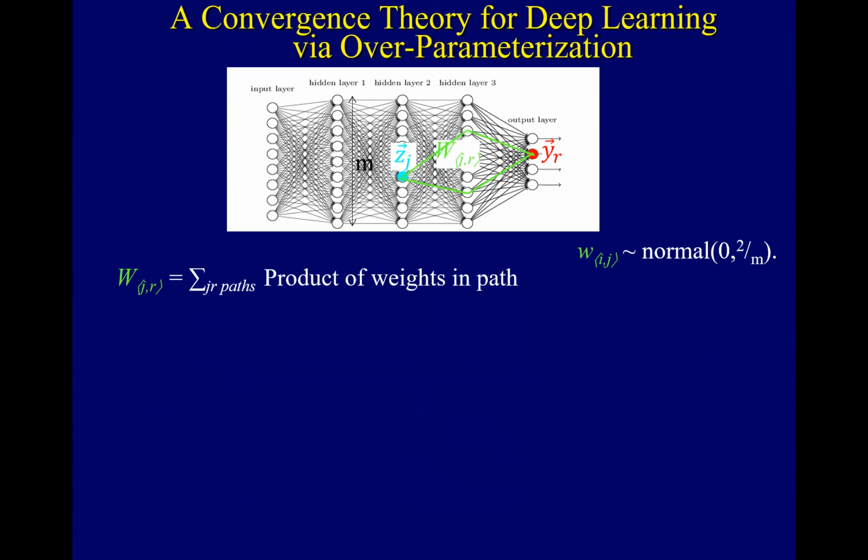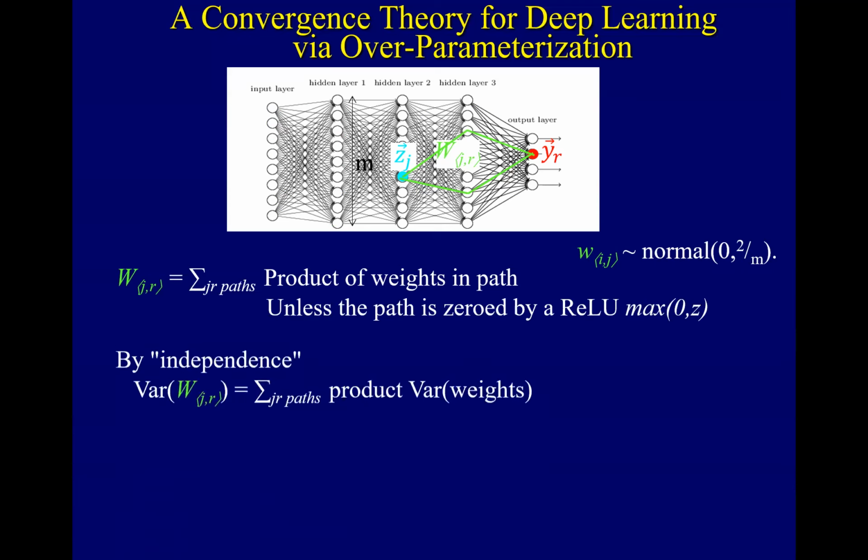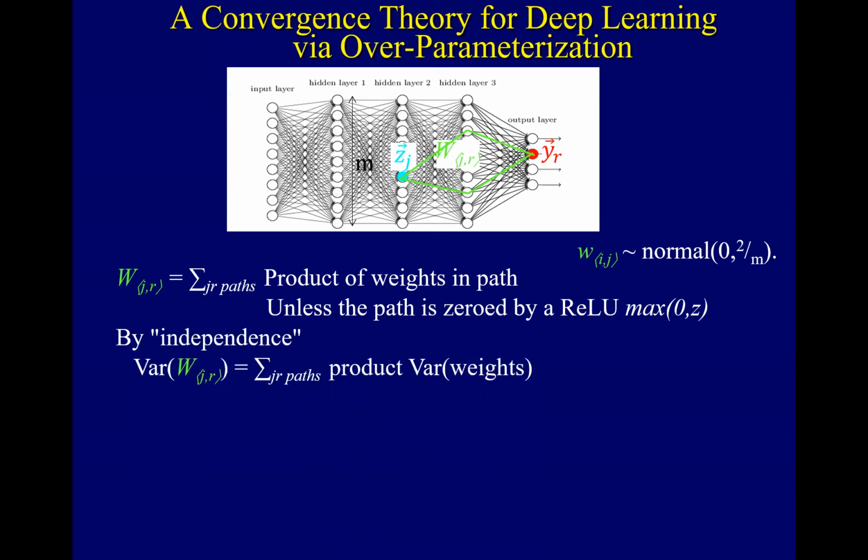When I said I was going to do that last proof 3 times, this is a third way of thinking about it. So what is this super weight? Well, it's the sum over all paths from here to here of the product of the weights along the path, assuming that none of the rectilinears kill it. If any rectilinear along the way zeroes it, then it's gone. But assuming it doesn't die, it's going to be the sum of these weights. Different paths are going to have different shared edges, so that's why I put independence in brackets.